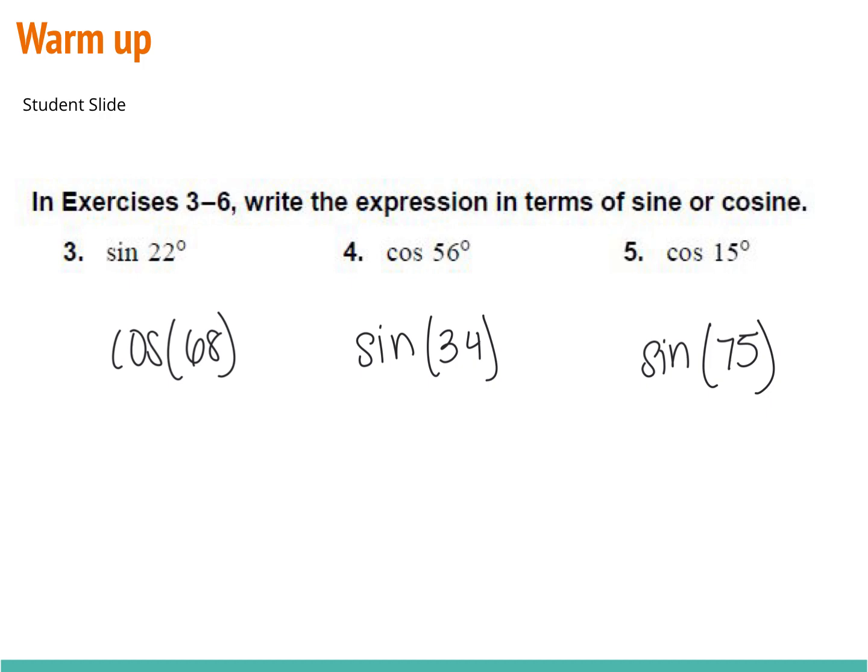That's writing in terms of sine and cosine. Okay, so again, you will see this question on the test. It is not a difficult question. All you have to do is subtract by 90, and either it's cosine or sine. And that's your answer. Okay, write your little degree sign, and you're done.